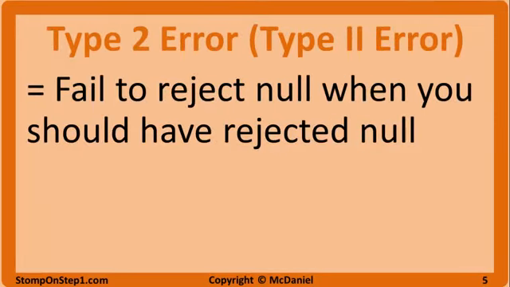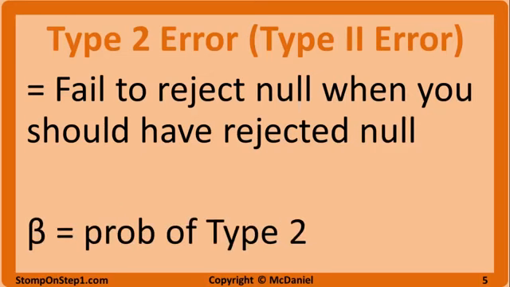Type 2 error is when you fail to reject the null when you should have rejected the null hypothesis. The researcher says there is no difference between groups when there is a real difference. It can be thought of as a false negative study result. The probability of making a type 2 error is called beta. You can remember this by thinking that beta is the second letter in the Greek alphabet.